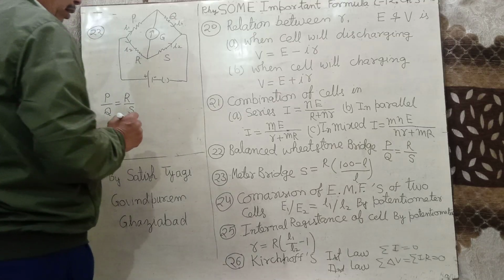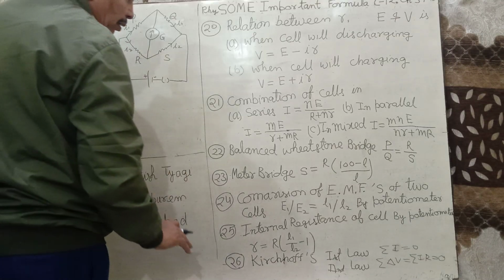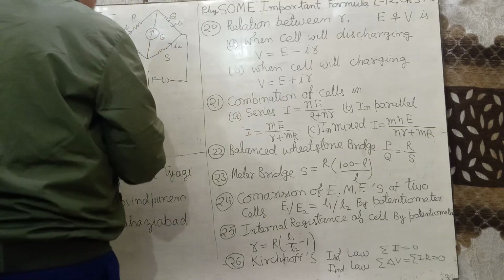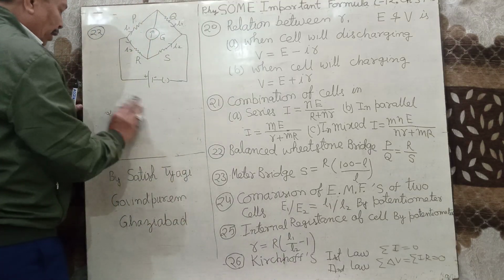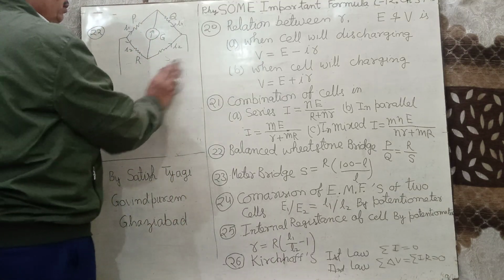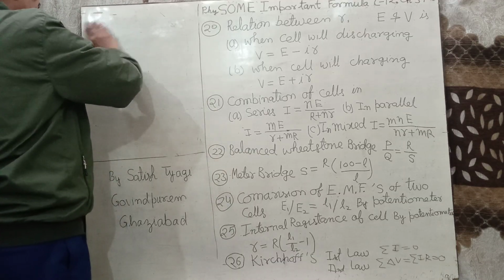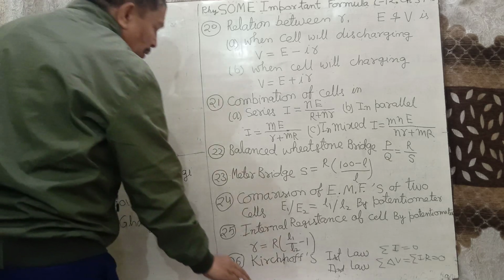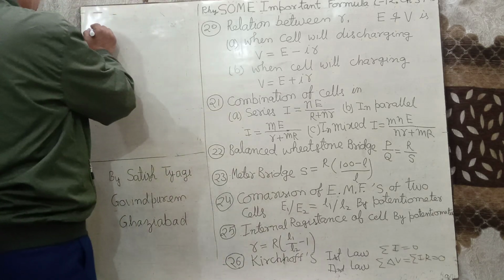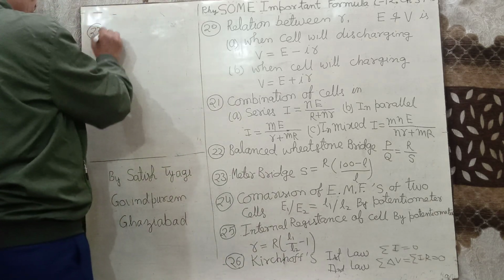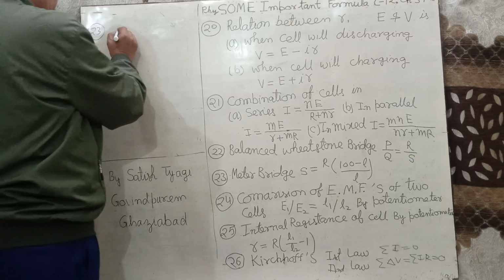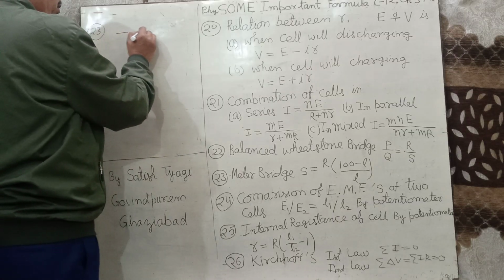Now I am telling the next formula, meter bridge. Formula number 23. This is the meter bridge.